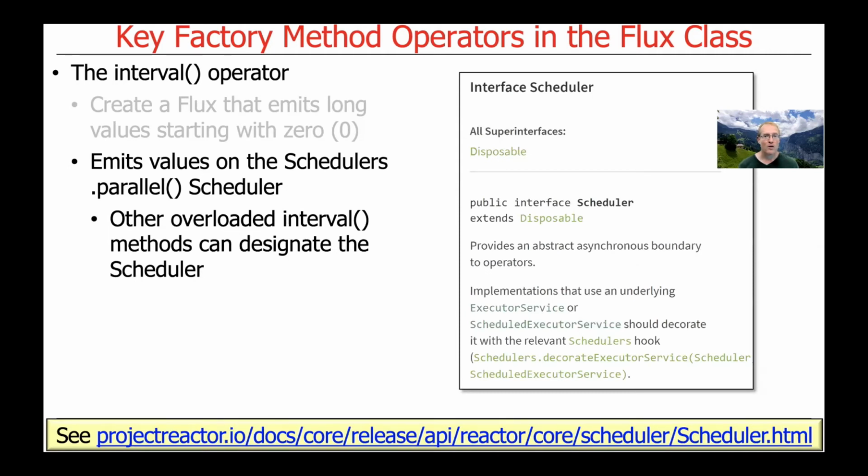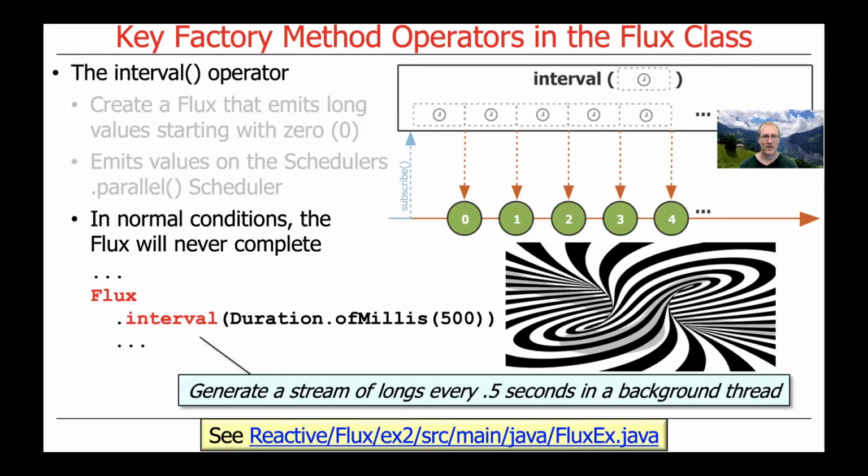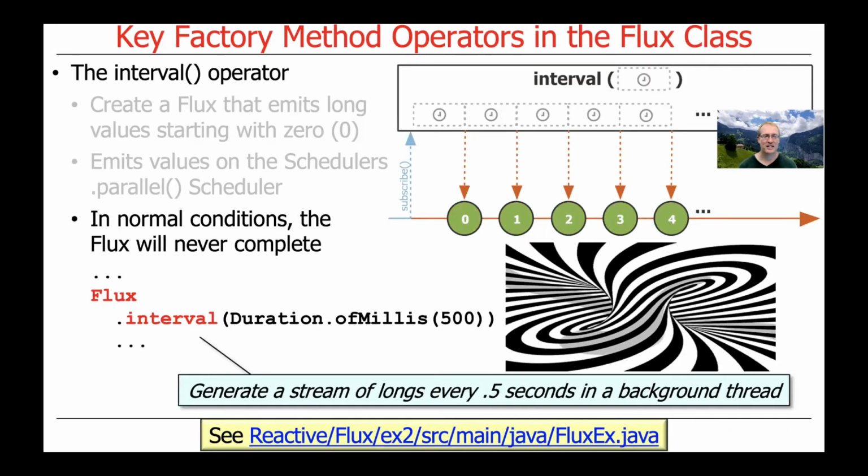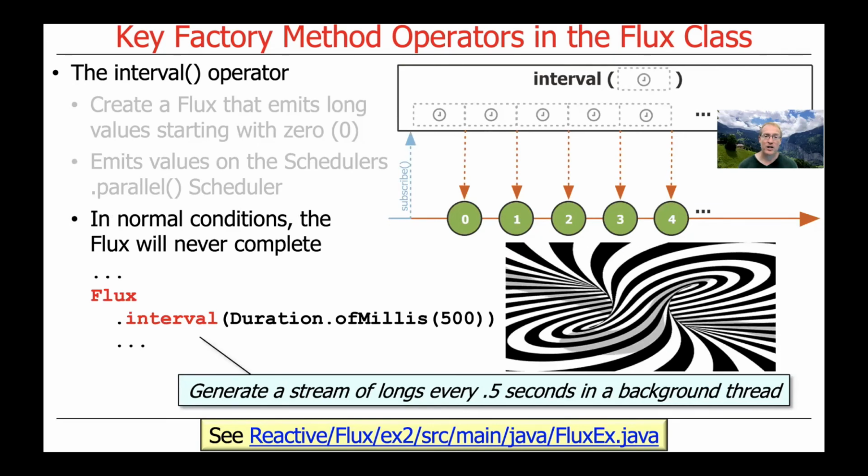There are other overloaded interval methods that can take a designated scheduler. So if you don't want to run in the Schedulers.parallel scheduler, and you want to designate your own unique or custom scheduler, you can do that with other methods that are defined in the interval operator that's defined in the Flux class. Under normal conditions, a flux that's using interval will never complete.